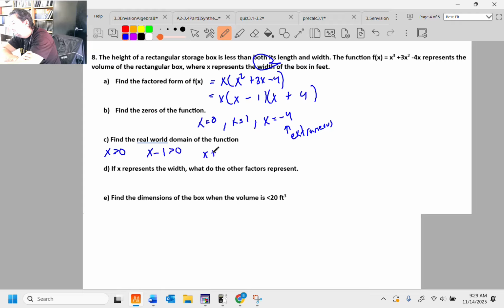And even this one, which we're going to throw away, this one's a one-stepper. x is bigger than 1.